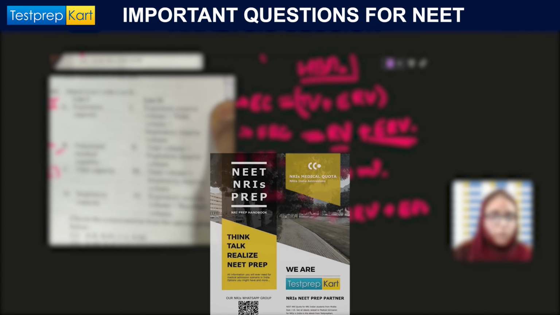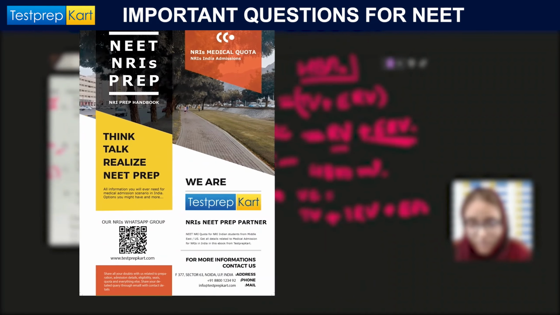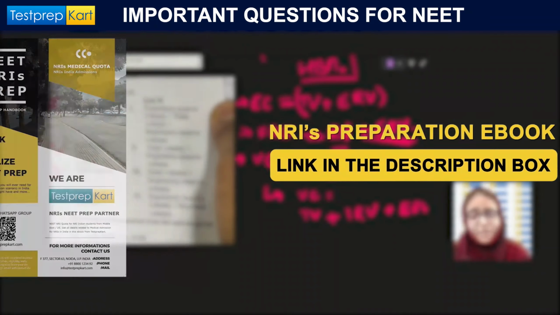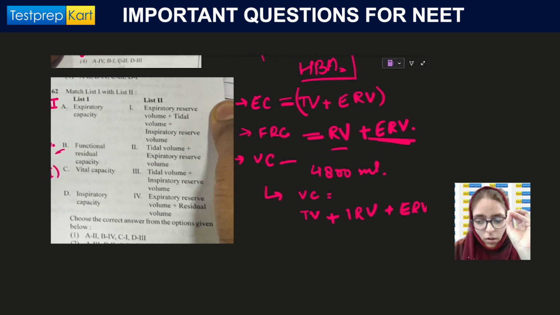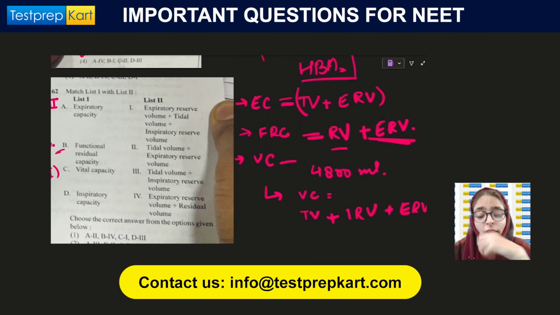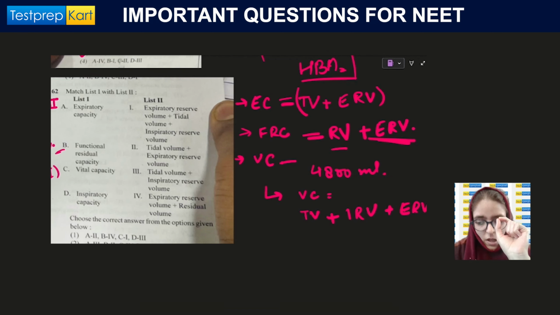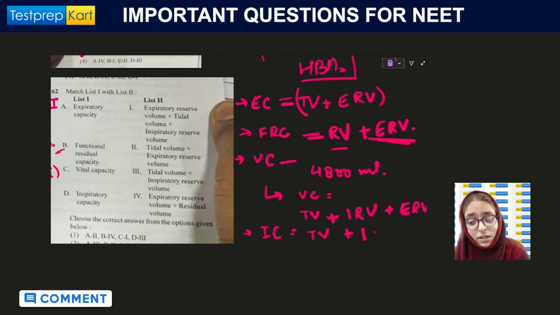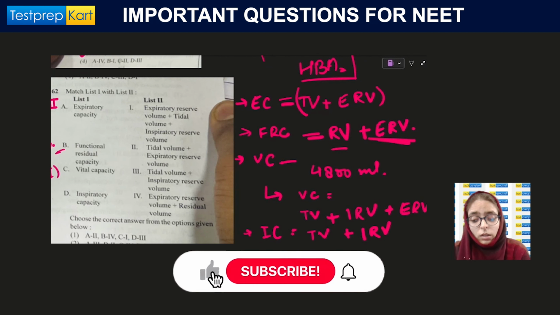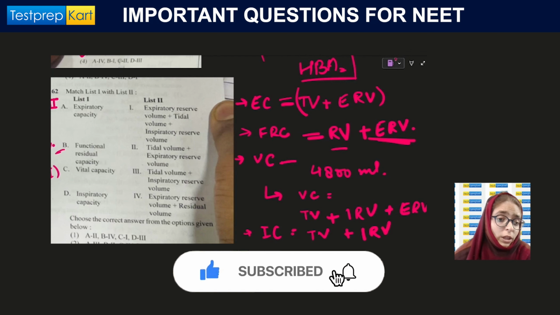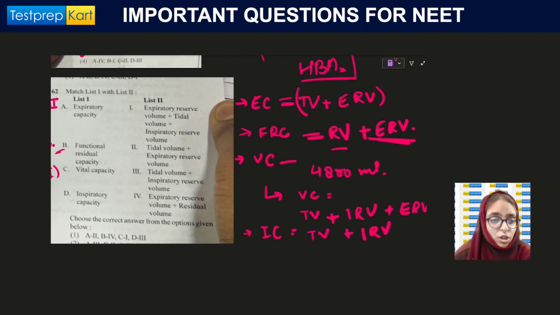Now we have the last one, which is inspiratory capacity. What is inspiratory capacity? It is the maximum volume of air that can be inspired after reaching the end of a normal expiration. It is called inspiratory capacity. So its formula, IC, is equal to the sum of tidal volume plus inspiratory reserve volume. From the options, we have only one option left, that is option number C. This is the correct one.